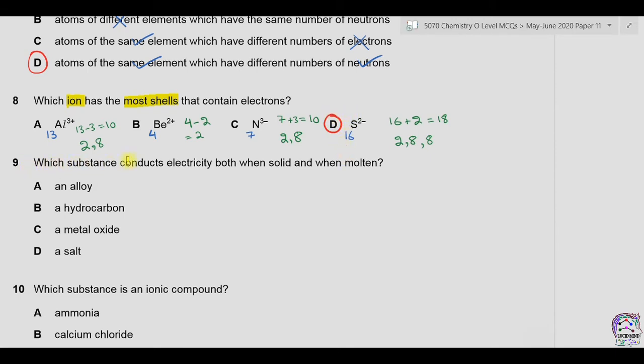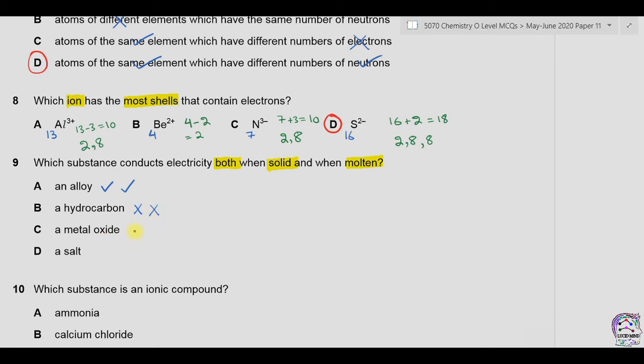Question 9. Which substance conducts electricity both when solid and when molten? A. An alloy. As alloy is made up of metals, so therefore metals are good conductors in solid form and also good conductors in molten form. As there are free electrons in metals, so they can easily conduct current. B is a hydrocarbon. Hydrocarbon is both bad conductor in solid form and in molten form.